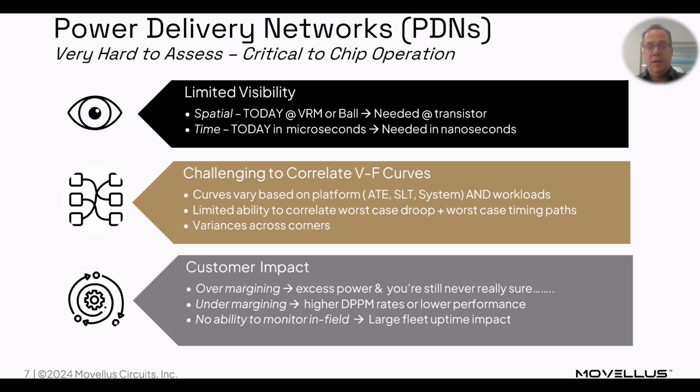Under-margining could have the opposite effect. You could be on the tester throwing out good die simply because of excessive supply bounce, which is not realistic or representative of what you're going to see in the field. So you could have a DPPM hit because of under-margining. Or in the field, with given workloads, you may have the failures of your setup paths, your critical timing paths, which occur periodically.